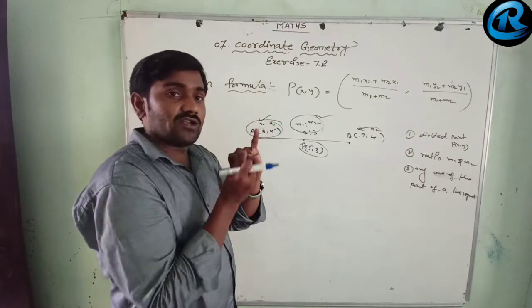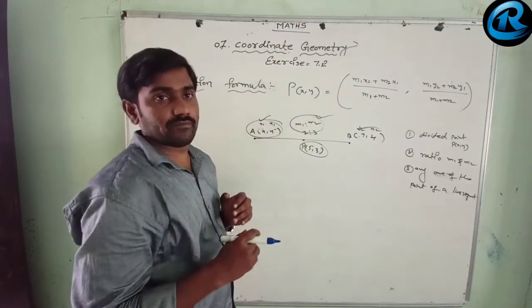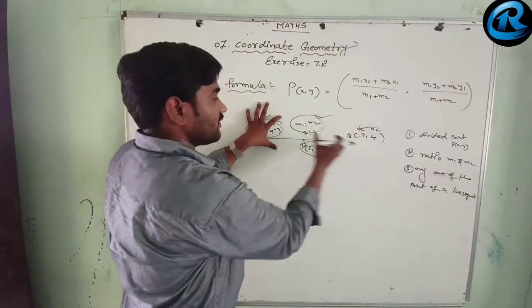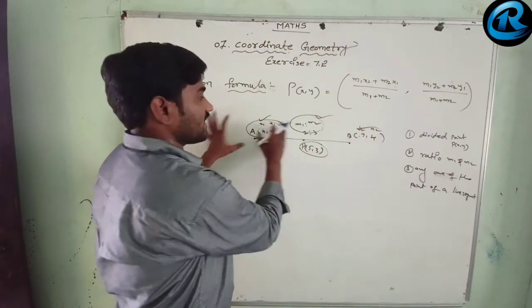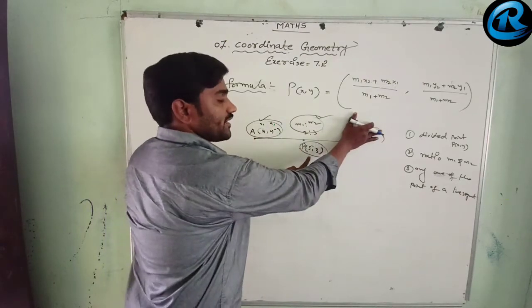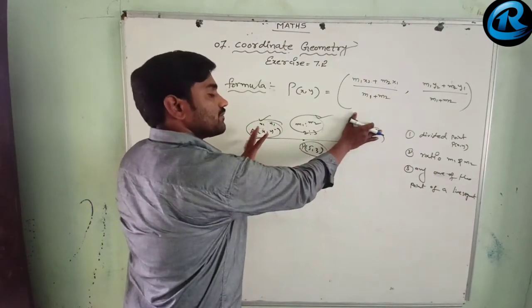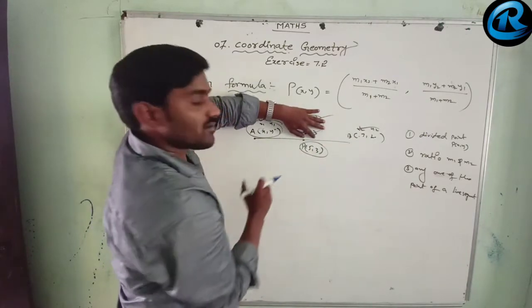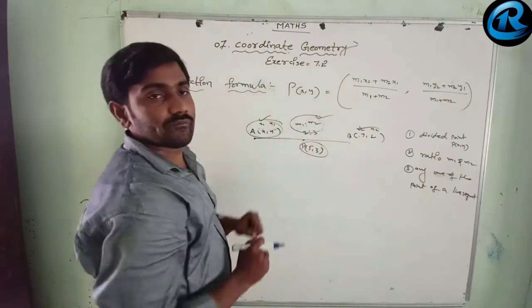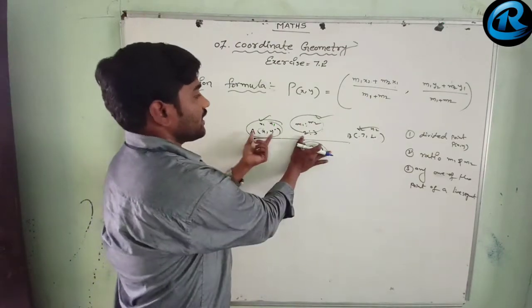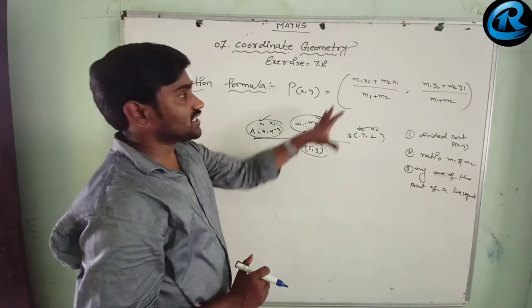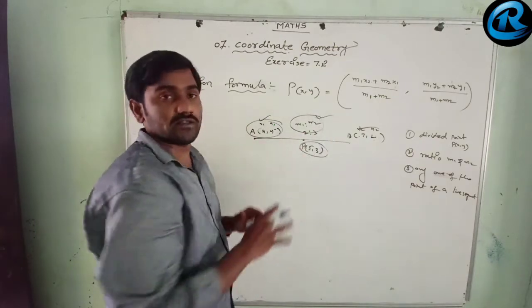If any 3 values are given, we can find out the third one. See, if the ratio, the dividing point, and the B point are given, we can find out A. Or if the A point, the ratio, and P(x, y) are given, we can find out the B point. Or if A, B points and P(x, y) are given, we can find out the ratio. Or if A, B, and the ratio are given, we can find out x, y. So this section formula is useful for all these methods.